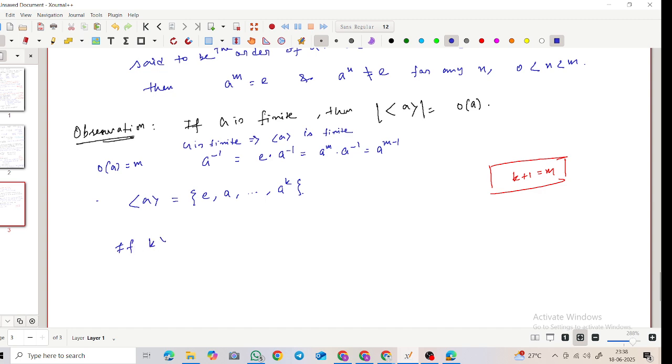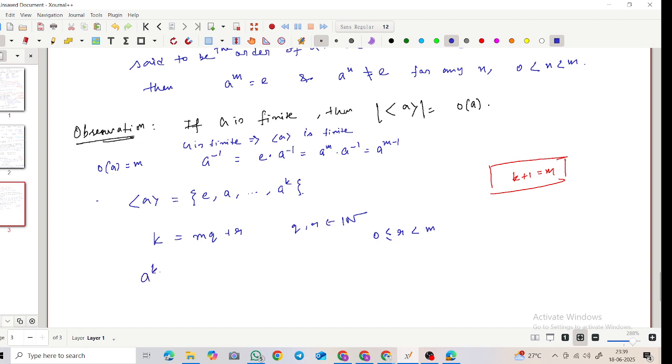If K is greater than M, then A to the power K is equal to A to the power M times A to the power K minus M, right? Okay, maybe let's write it this way. See, K is an integer, right? So we have Q and R belonging to the natural numbers. We can do this, right? Division algorithm, where R is this.